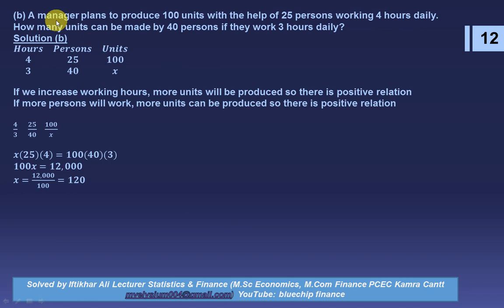A manager plans to produce 100 units here with the help of 25 persons here, working 4 hours daily, 4 hours daily here. How many units? X will be missing, can be made by 40 persons, 40 will be here. If they work 3 hours daily, 3 will be here.